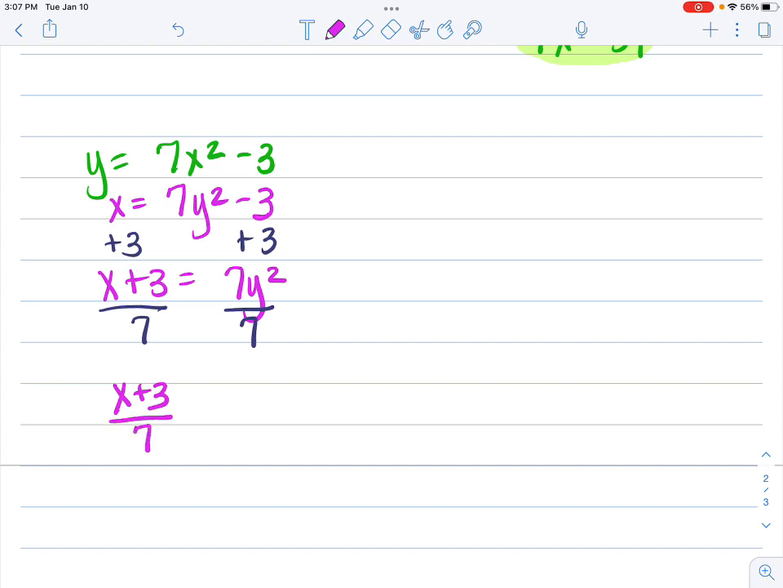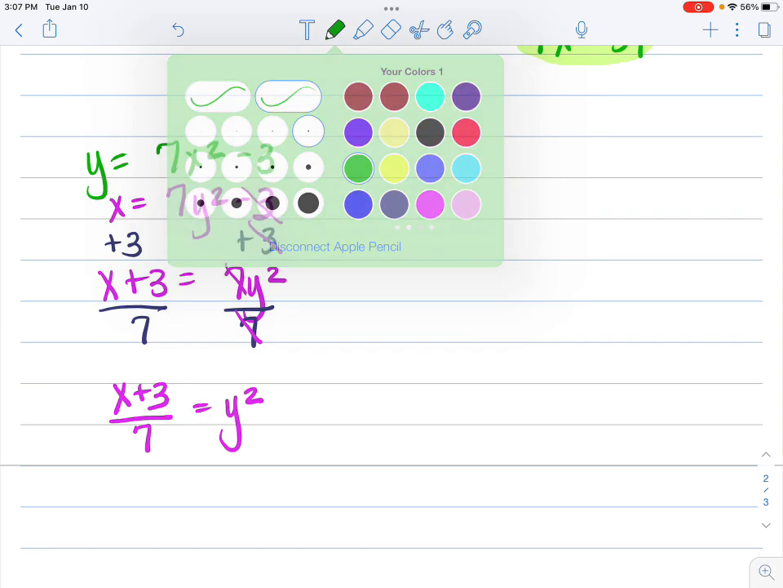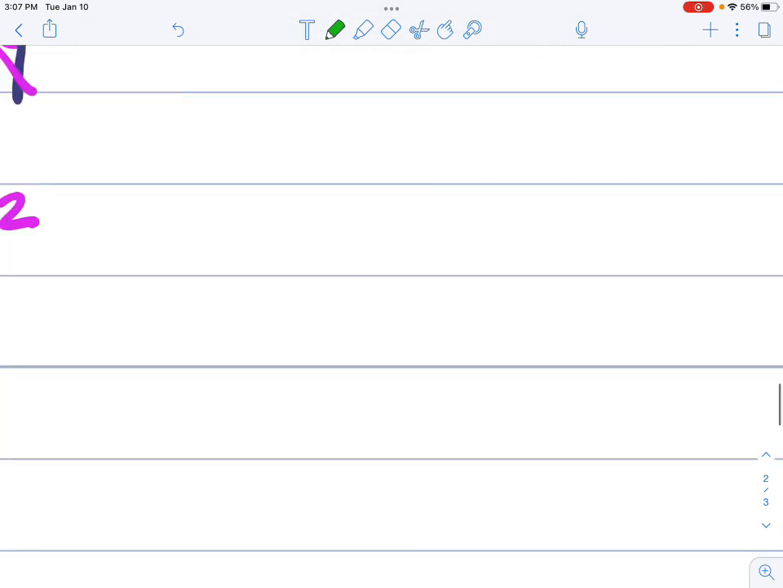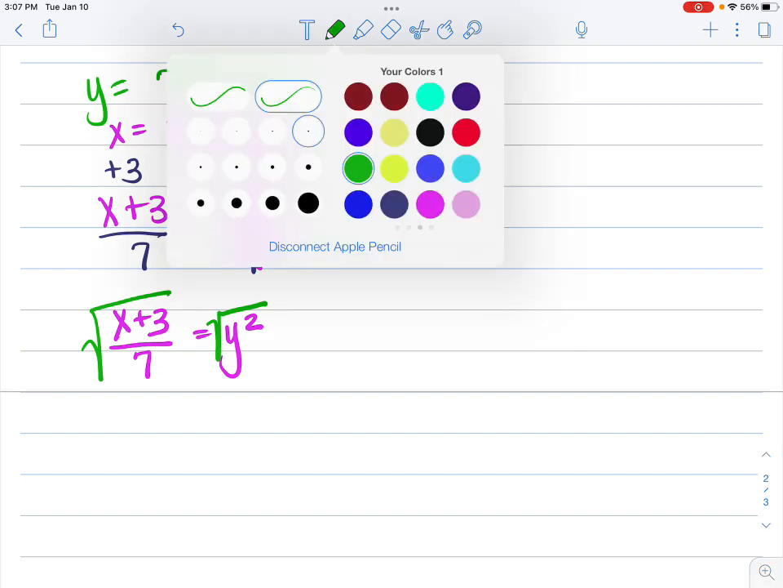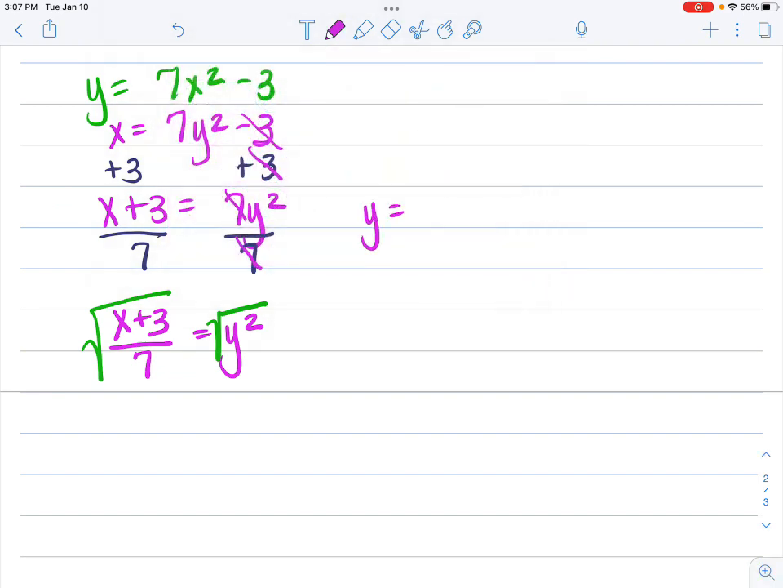Not really a lot to do there. Of course, these two divide out. These two cancel out also. I get y squared. And then I want to get rid of the squared, and I know the opposite of squaring something is taking the square root. Oops, wow, sorry about that. So I would take the square root of y squared and then the square root of x plus 3 over 7, which means that my inverse is y equals the square root of x plus 3 over 7. But remember how we talked about writing it in that proper inverse notation. So the inverse of f of x equals the square root of x plus 3 over 7.